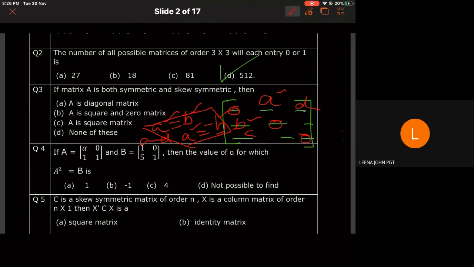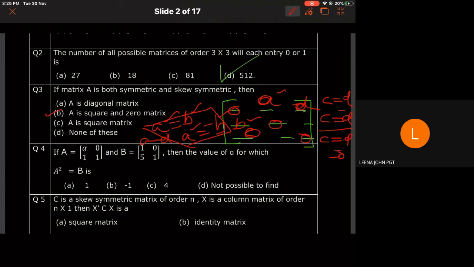In order to make this matrix symmetric, you should write C equal to D. And in order to make it skew symmetric, you must write C equal to minus D. This is possible when C equals D equals 0. That means all these entries are zeros. So the answer is A is a square matrix and a zero matrix, because symmetric and skew symmetric are always defined for square matrices.